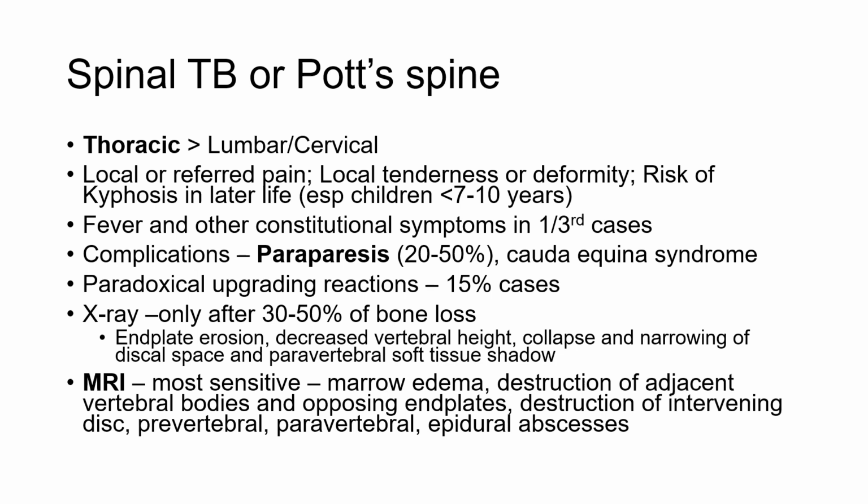MRI is the most sensitive investigation that can catch the tubercular involvement of spine early on, and it can reveal marrow edema, destruction of adjacent vertebral bodies and opposing end plates, destruction of intervening disc, prevertebral, paravertebral and epidural abscesses.